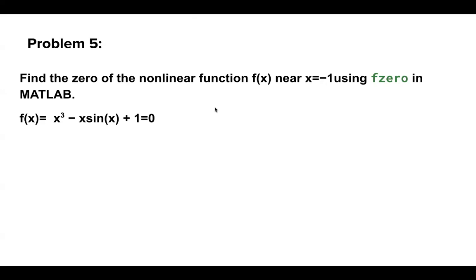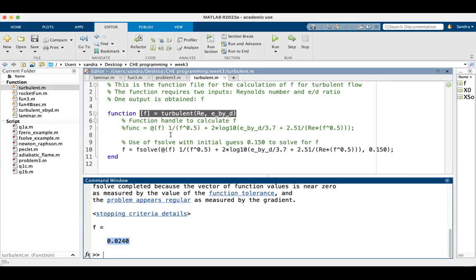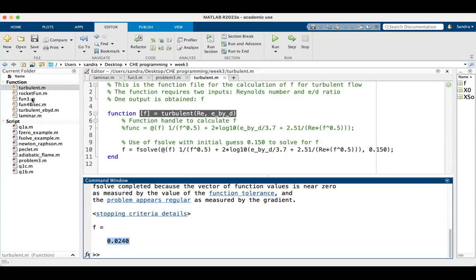So let's discuss this answer. We'll solve it in MATLAB. And the initial guess is what, X, sorry. I hope you can see the MATLAB portion. So the initial guess is X equal to -1, right? So let me just try to do that.